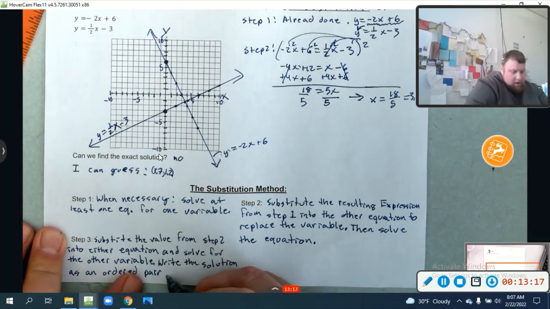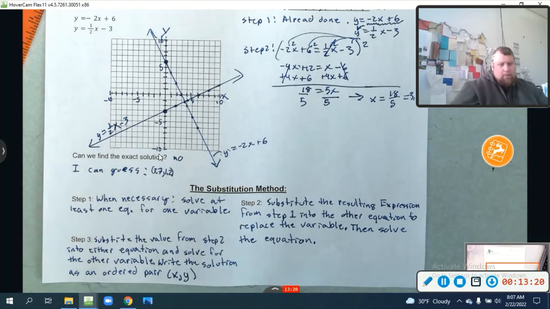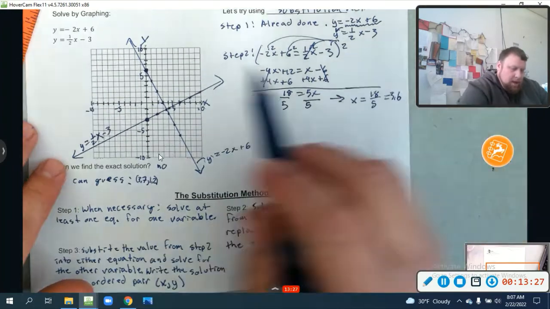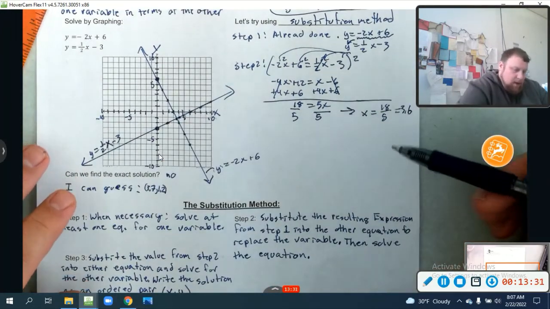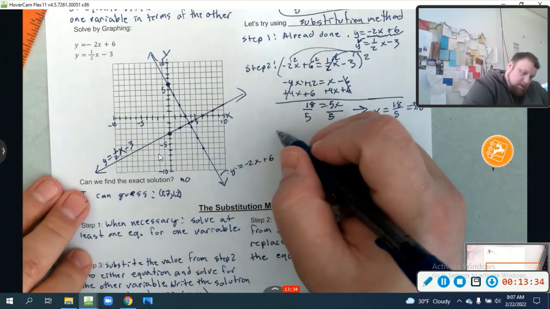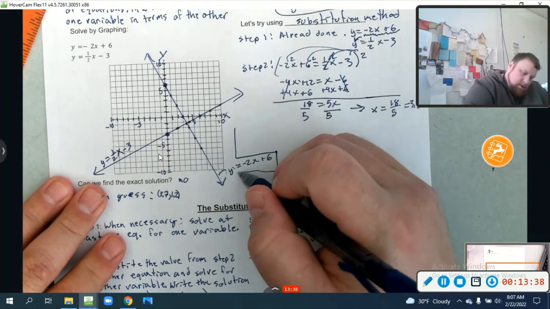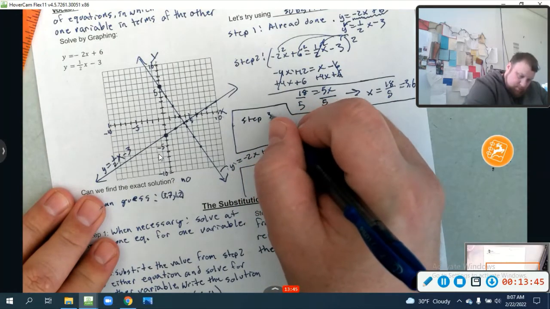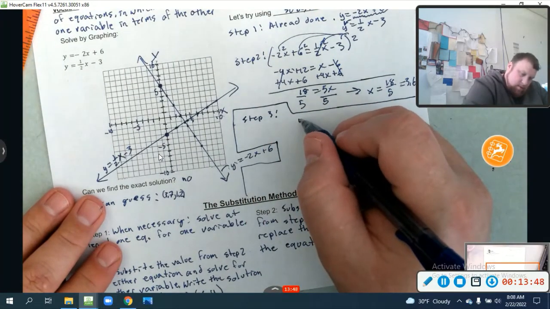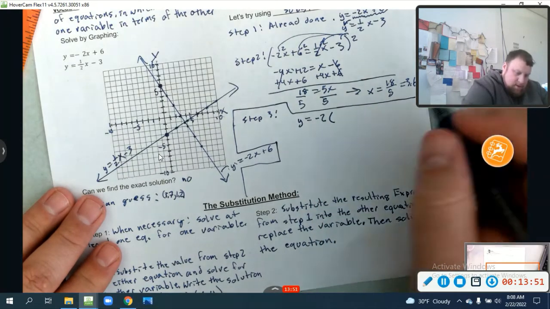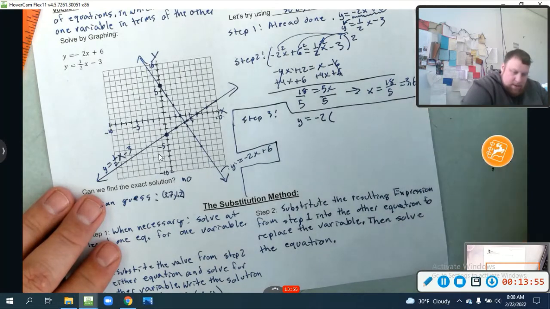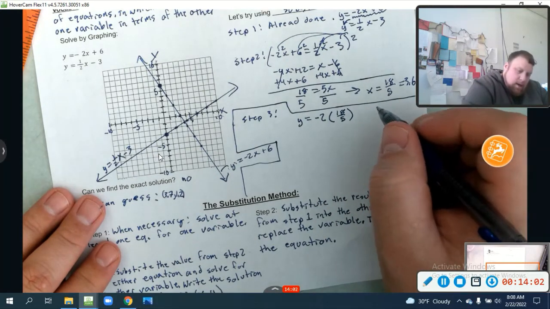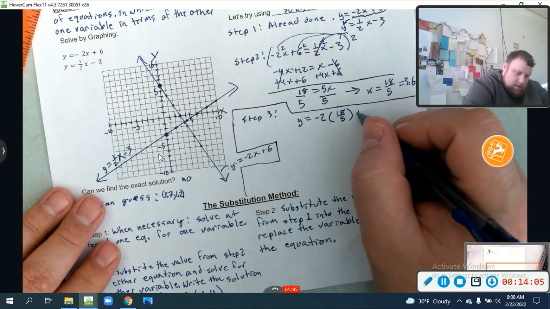Let me remind you, an ordered pair is just a coordinate, the xy point. We just solved for x. You know it's 18/5 or 3.6, however you want to do it. Now we're going to plug this value back into one of the original equations from up here. I'm going to do it in the top one, giving myself some room, because we want step 3. I'm going to have y equals negative 2, and instead of x, I can put my 3.6. I'm going to put 18/5 though, and then plus 6, excuse me.